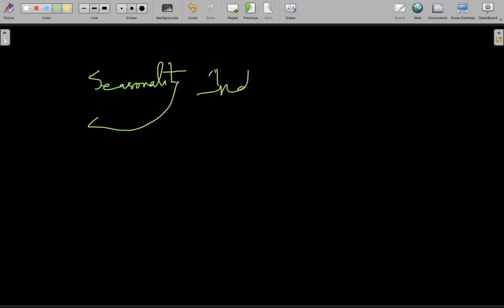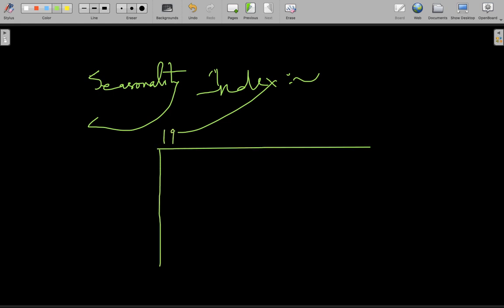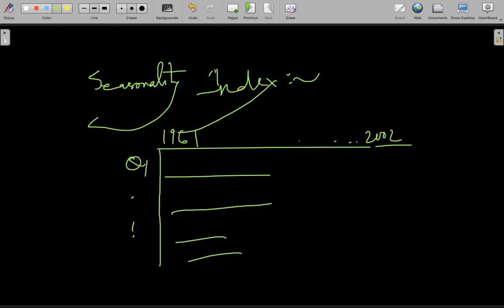So we get the seasonality index by, actually what we do here is we say, suppose we have this PPI data, and we have data from, say, 1961 to 2002. And we have 4-quarter data, Q1 to Q4. And basically how we measure the seasonality index is, it is basically seasonal variation measured in terms of an index.